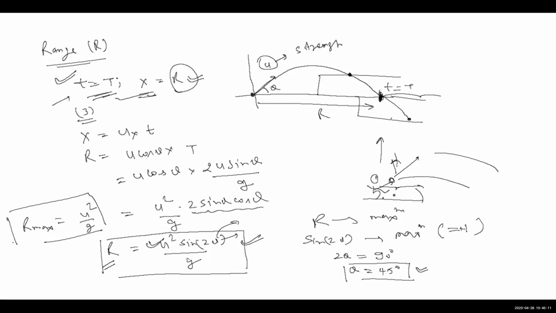So these formulas are only valid when the point of projection, which is here, and the point of landing are along a horizontal line. This point you can note down. All these formulas are valid when the point of projection and the point of landing are along the same horizontal line.